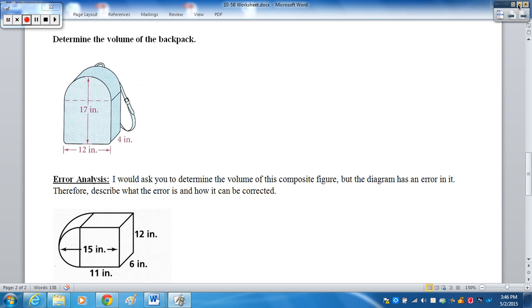And as you look, I hope you could see that this structure down here is going to be a prism. So the volume is going to be the volume of the prism plus, and this structure up here is actually a half cylinder.